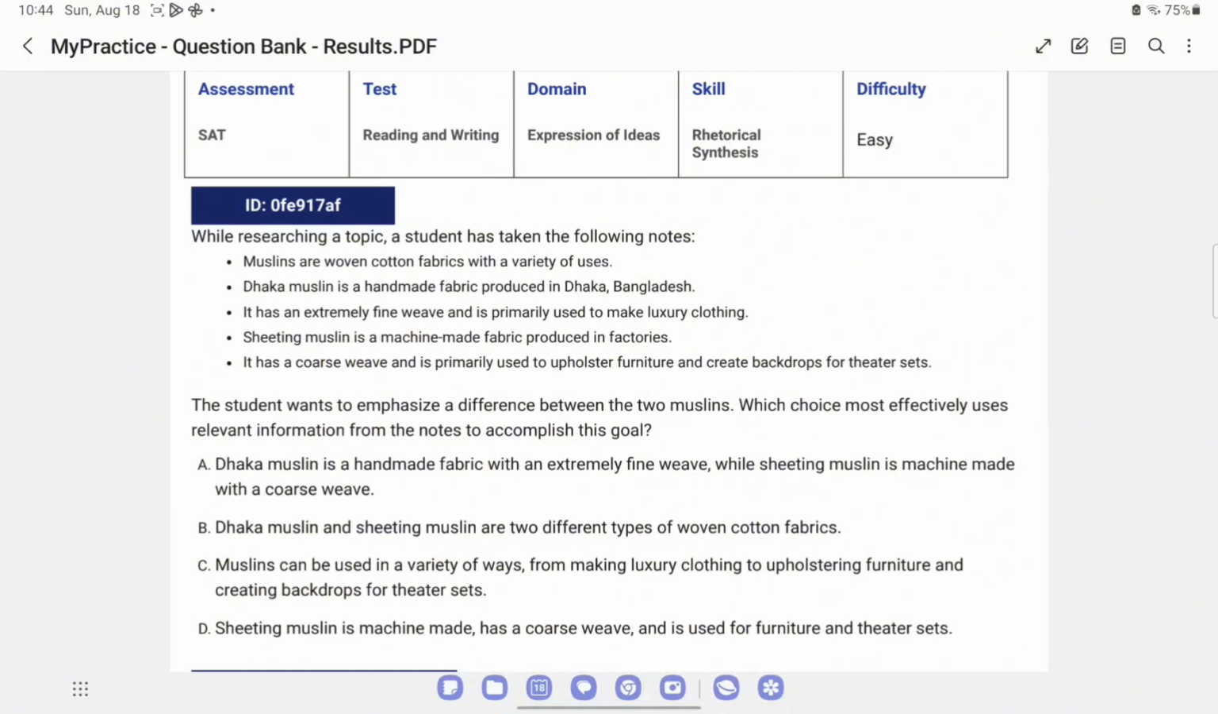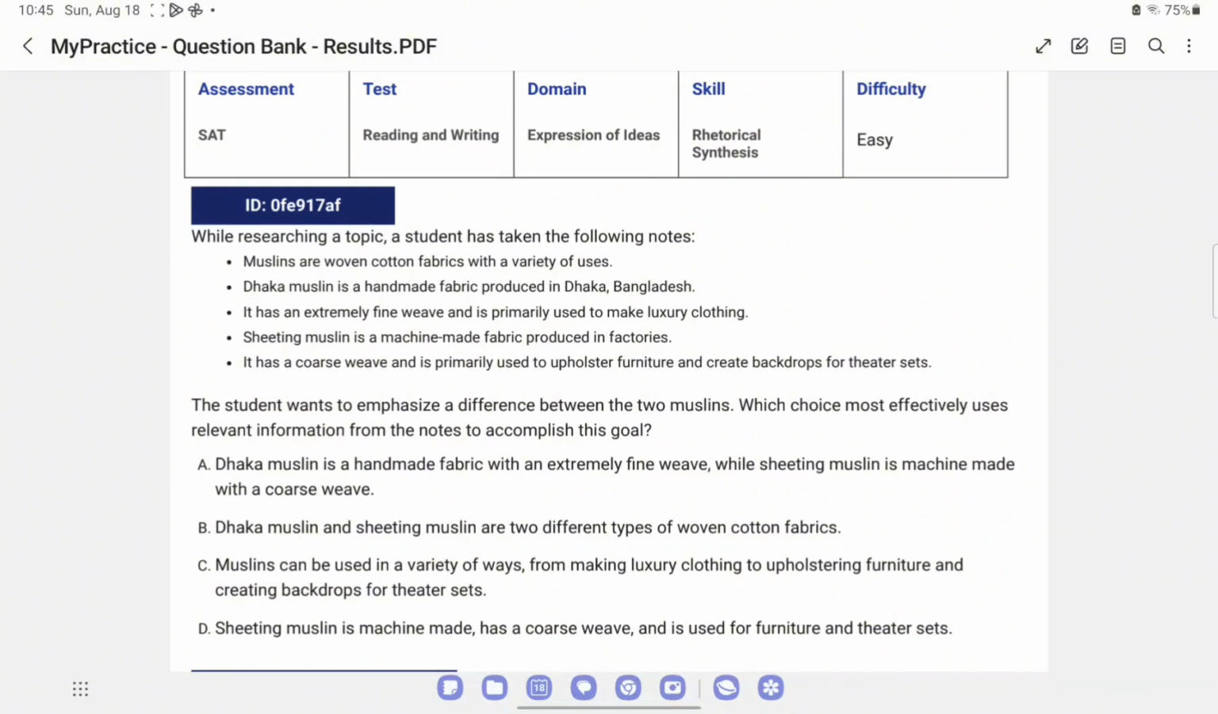So A is saying this muslin is handmade with an extremely fine weave, and then it says while the other muslin is machine made with a coarse weave. I think it's A because there's more emphasis on the differences. For B, it says that they're different, but there's not a lot of emphasis on it. There's not as much emphasis as there is in the first answer, and we want to choose the best answer, one where they're emphasizing a difference between the two.